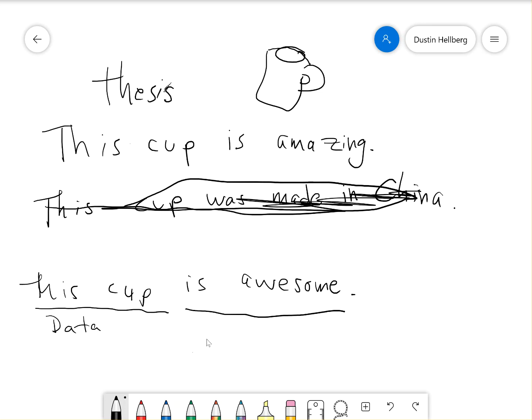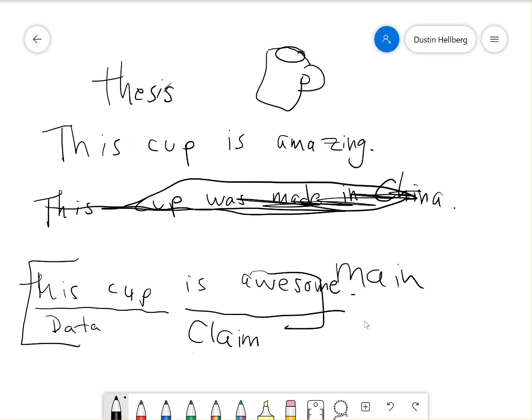So, "is awesome," this is what we would call our claim. The claim in a thesis statement is anything that interprets the data or modifies the data. These two, this is what we would call the main part of your thesis. The main part of your thesis is the thing you're looking at and your interpretation of it.